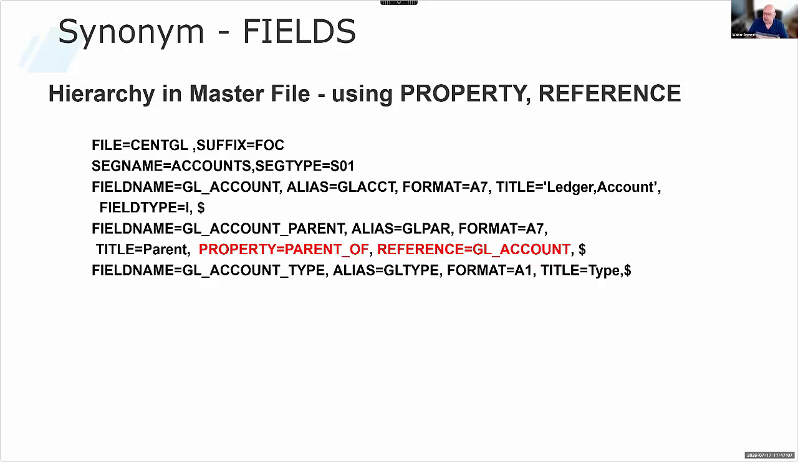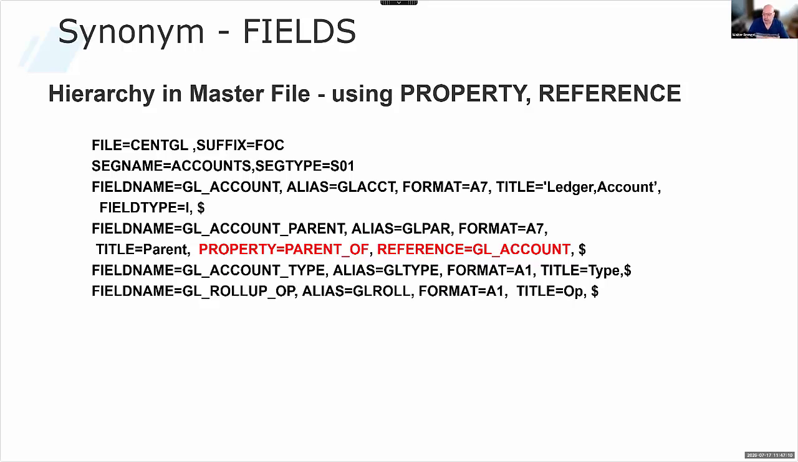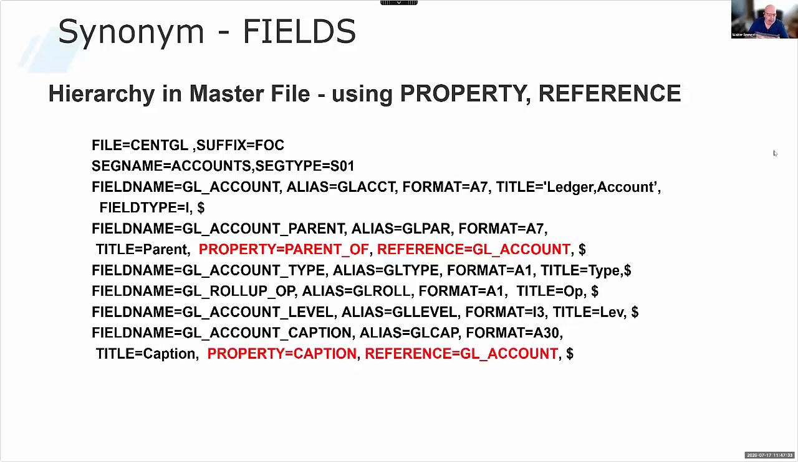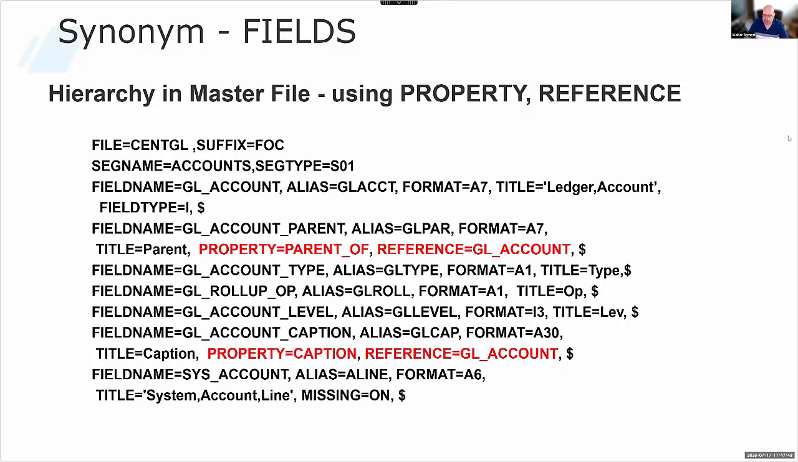We have a GL account type, a roll-up operations. We have a GL account level. We have a GL account caption. Now the caption is going to be, when you do your reporting, what value do I want to see in the report? So this would be the account name. So this time we're going to say the property is caption, and it's also referencing the GL account. So it's going to be the caption or the account name for the GL account. Then we have system account and the alias.